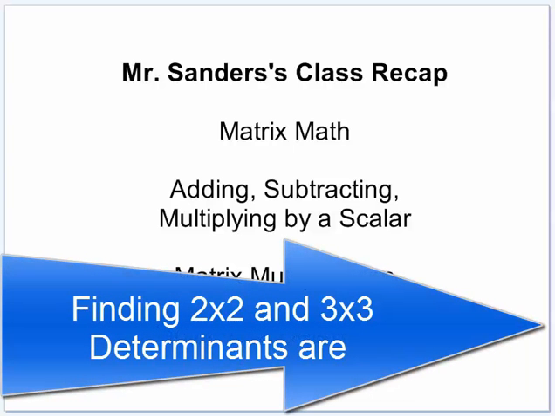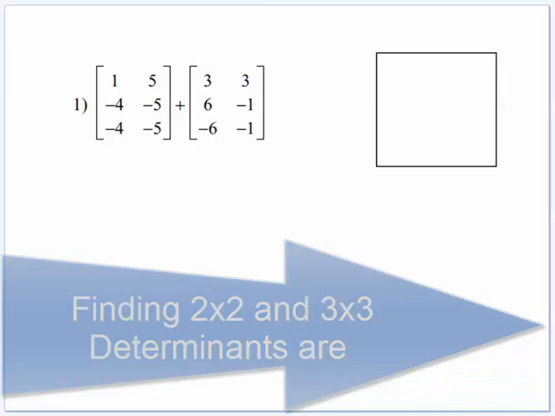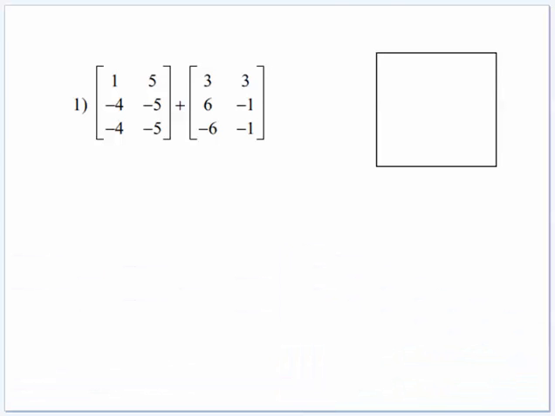So let's get going. This is an example of one of the first problems that we had to do, and it's straight matrix addition. This is a 3 by 2, and this is also a 3 by 2 matrix. 3 rows, 2 columns. The operation in the middle is addition. So we're going to add by position, and that's the same way we would do it if we were subtracting.